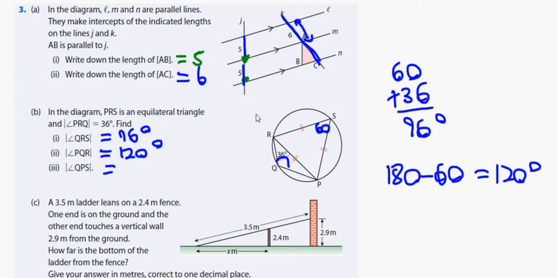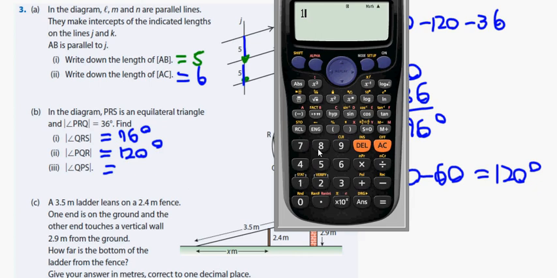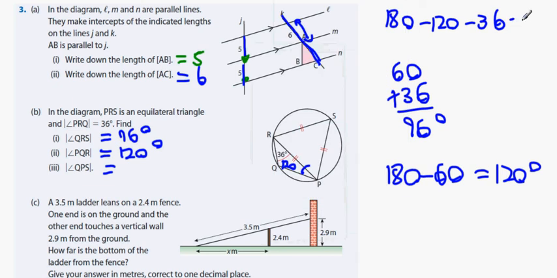And now we're looking for QPS. So that's 120. And we're going to find this angle in here first, the small angle. Now the small angle is going to be 180 minus 120 minus 36. So 180 minus 120 minus 36. And what we're going to get there is 24. Now that isn't the full answer.